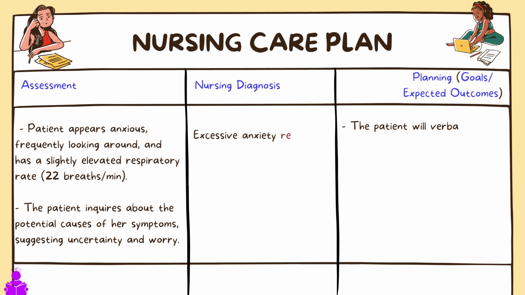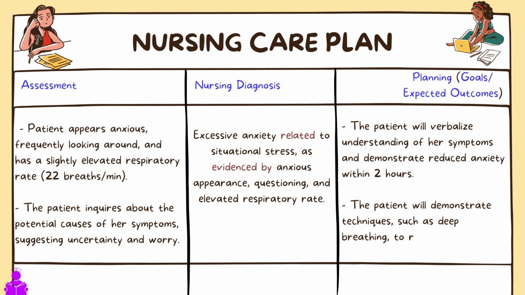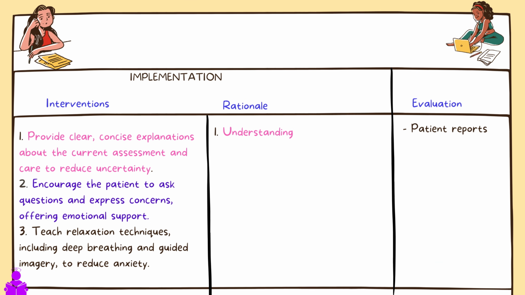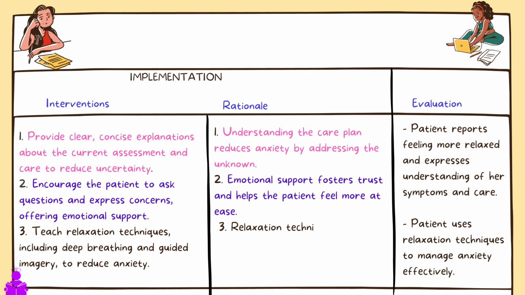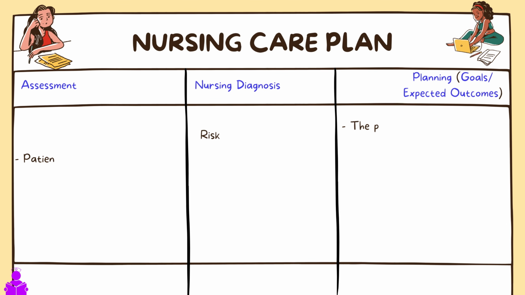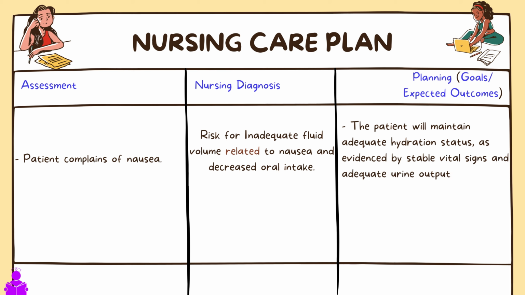To clearly understand, let's use another example. Expected outcomes, you can have more than one. And every time you have more than one outcome, it also means you are going to have more than one evaluation, because you need to evaluate every single expected outcome you gave us. Now let's have an example of a potential nursing diagnosis. So our patient complains of nausea, which means that they are going to be at risk of vomiting. And when they vomit, it means they are going to lose amount of fluids in their bodies. So that means they are at risk for inadequate fluid volume related to nausea and decreased oral intake.